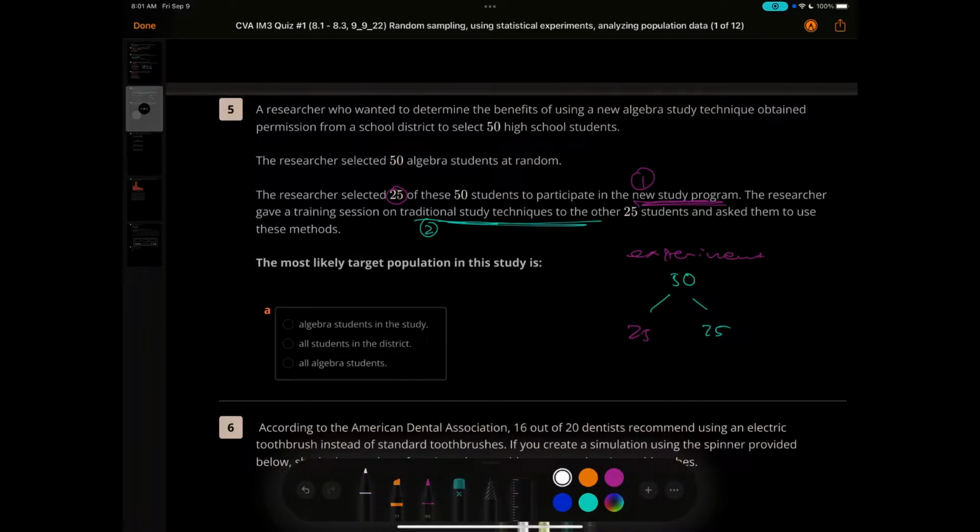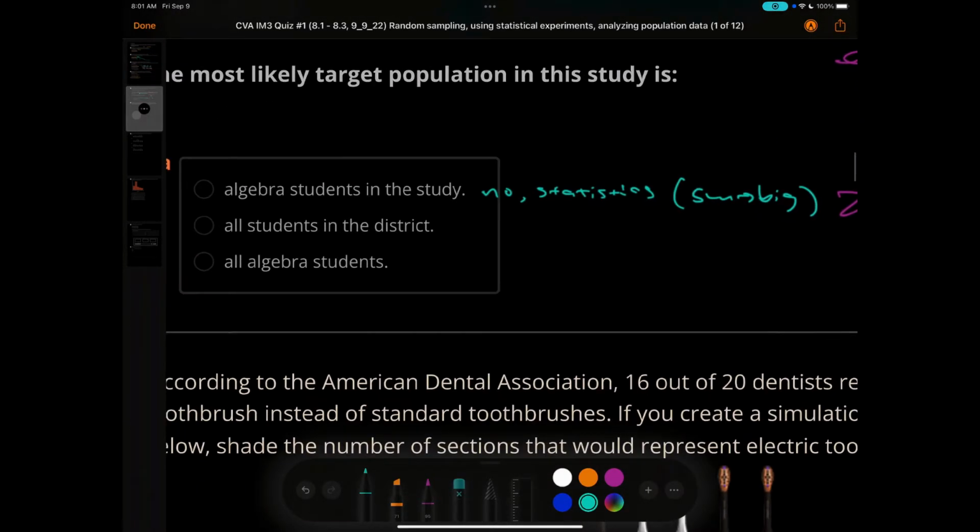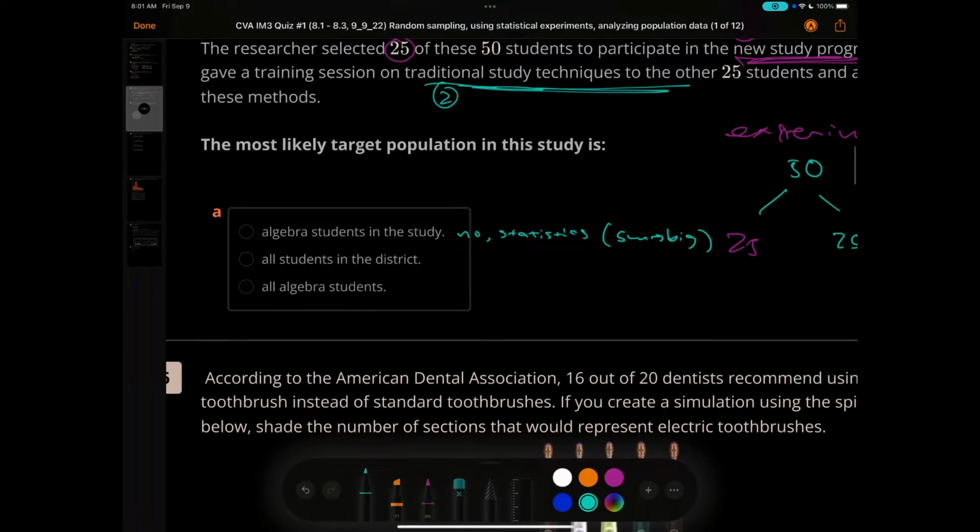So this one, the question is asking most likely the target population. Who is the target population? Who are we trying to reach? Well, not all the algebra students in this study. Because the statistics, it's going from small to big.